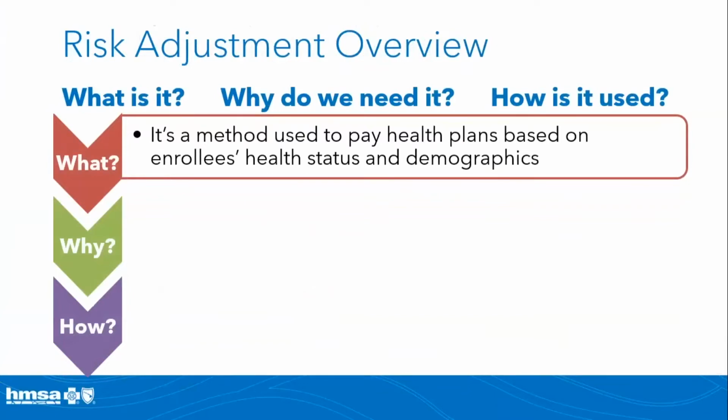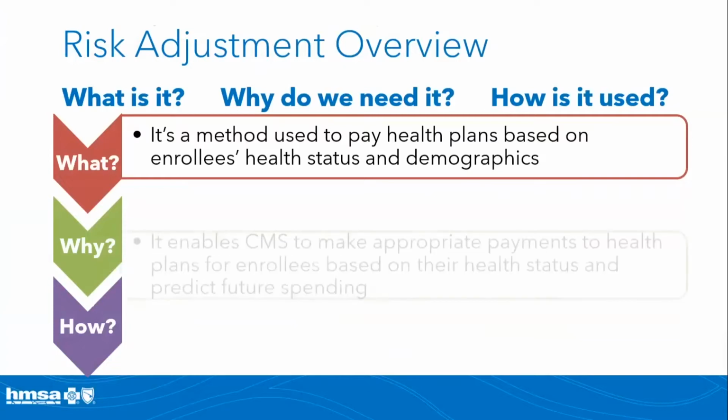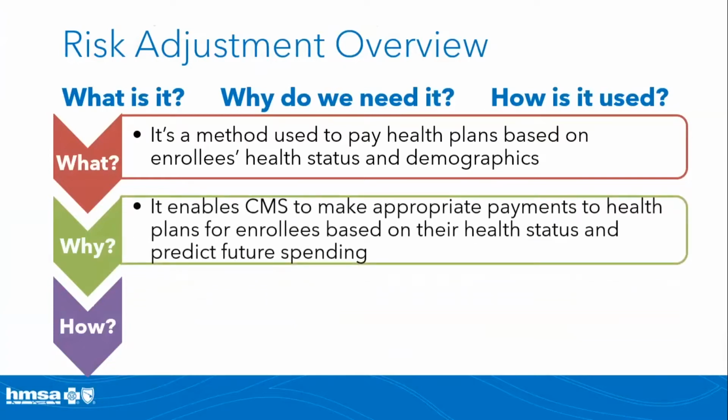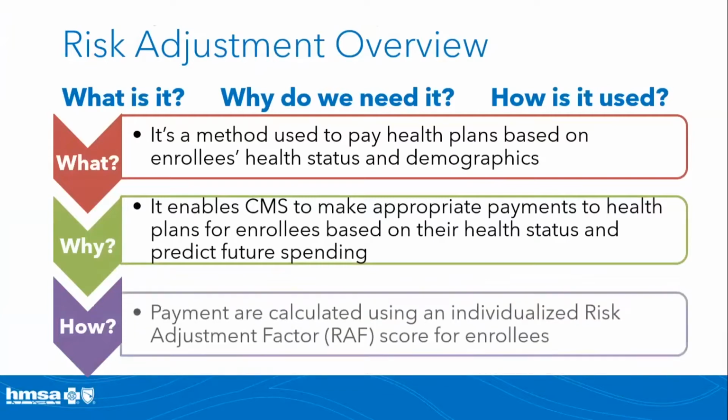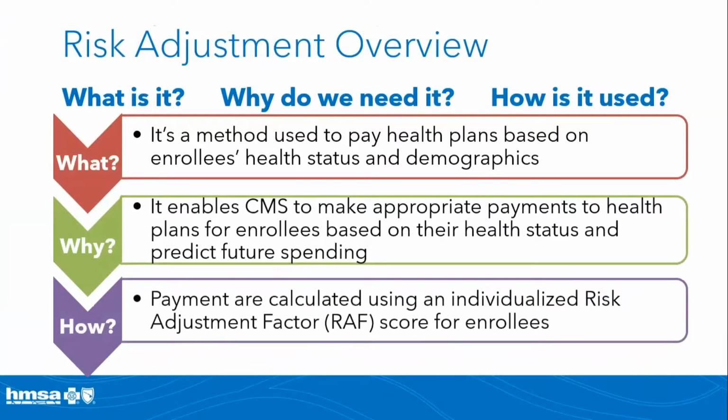Accurate risk adjustment payments reflect the degree of illness of each patient. This in turn allows the Centers for Medicare and Medicaid Services to make appropriate payments to health plans and estimate future spending for beneficiaries. It also enables providers to understand the health characteristics of their managed population. CMS calculates these payments by using an individualized risk adjustment or RAF score for each patient.